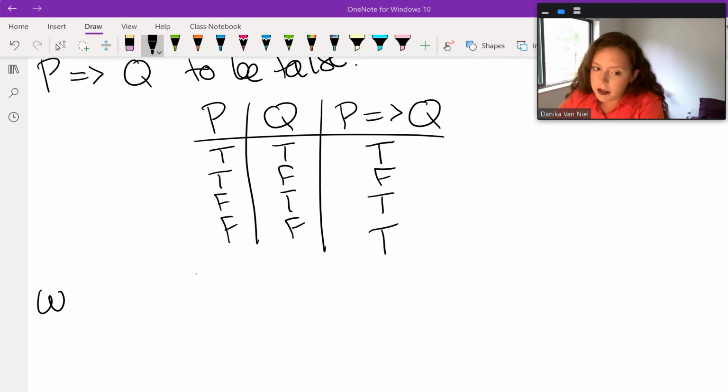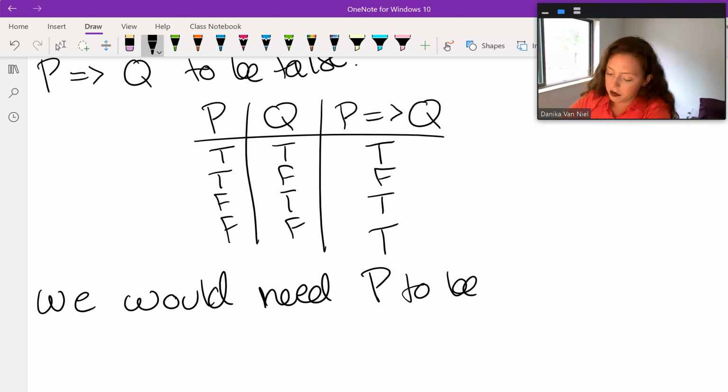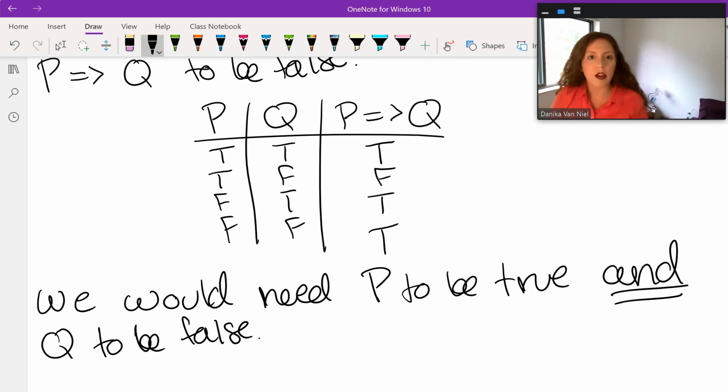Okay, so I'm going to spend some time on this because this is extremely, extremely important. I need you to leave this class knowing this, okay? All right. So we would need P to be true and Q to be false. It's not one or the other, because if Q's true, then it is true. But if P's false, then it's also okay, right? So we need it to be that P is true and Q is false.